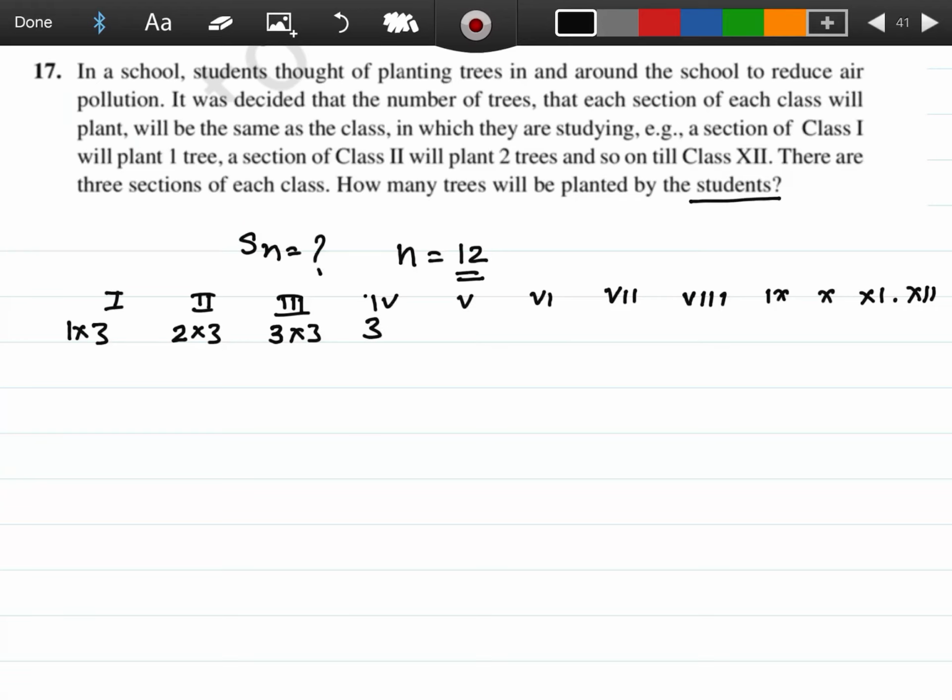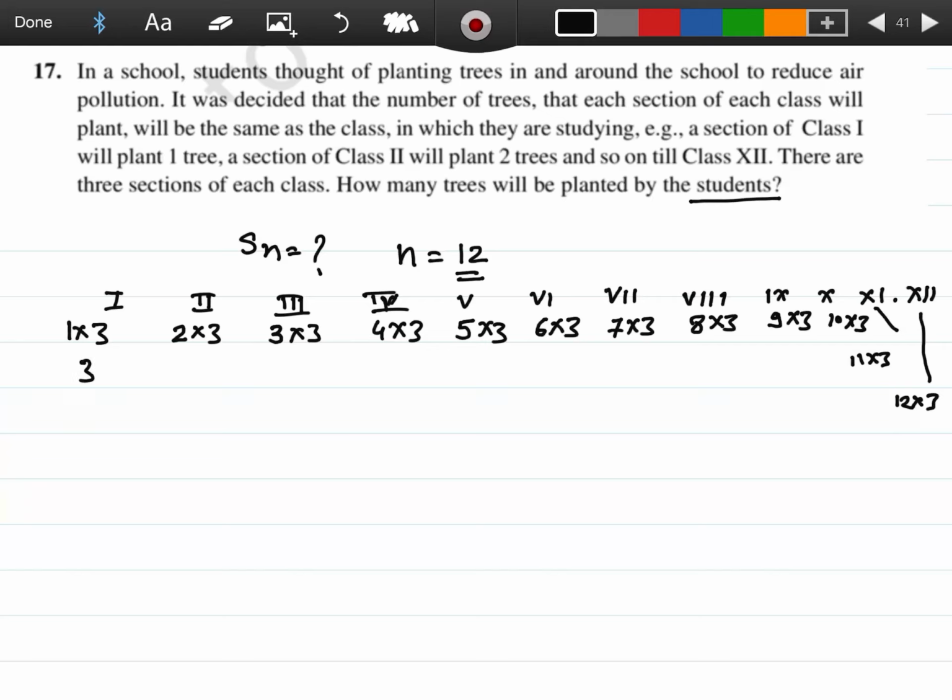Similarly, class 2 will plant 2 plants and there will be 3 sections. Class 3 will plant 3 plants, with 3 sections. Class 4 will plant 4 plants with 3 sections. Class 5 will plant 5 plants with 3 sections. Class 6 will plant 6 plants, class 7 will plant 7 plants, class 8 will plant 8 plants, class 9 will plant 9 plants, class 10 will plant 10 plants, class 11 will plant 11 plants, and class 12 will plant 12 plants, each with 3 sections.